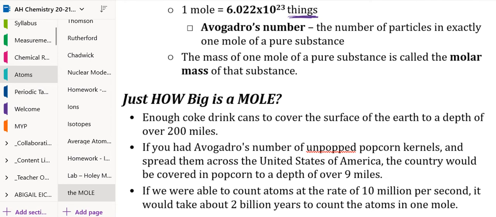Yes, it is a counting number. We could count atoms with a dozen. It's just not that practical because atoms are so small. If you wanted to count 1 mole, or 6.022 times 10 to the 23rd, at a rate of 10 million per second, it would still take 2 billion years to count.